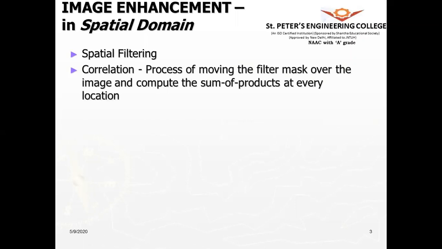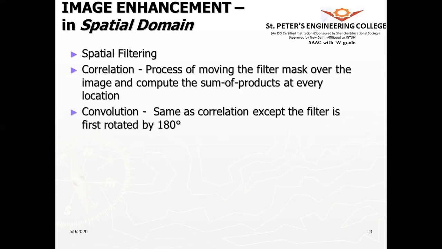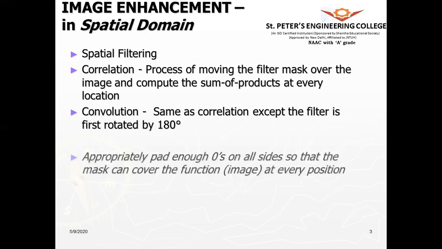Spatial filtering, you know that filtering involves convolution. So therefore, correlation and convolution are related. Convolution is the same as correlation but shifted or rotated by 180 degrees. So therefore, both require some padding.